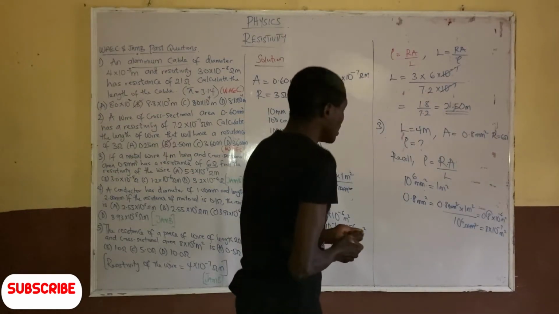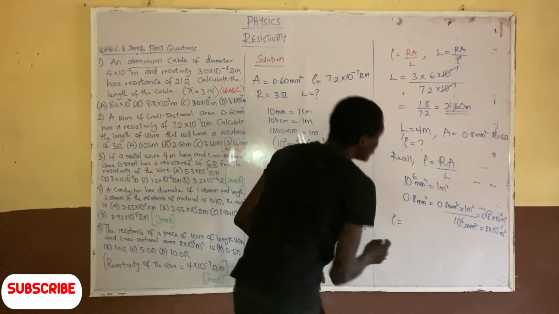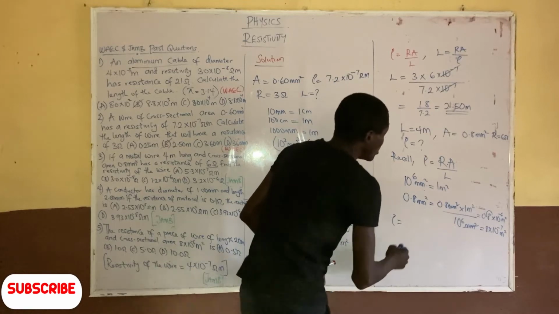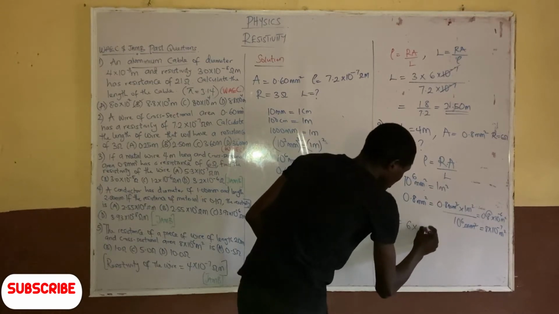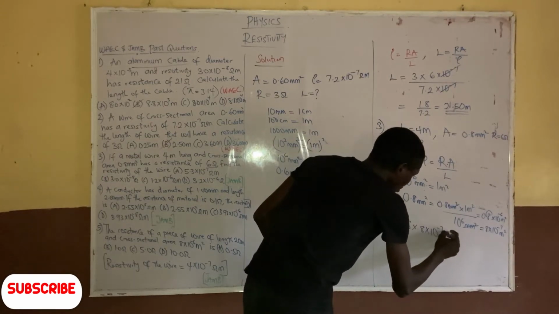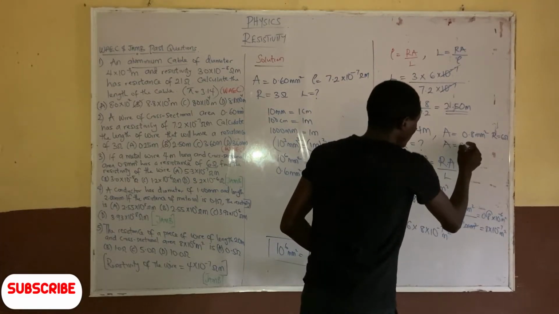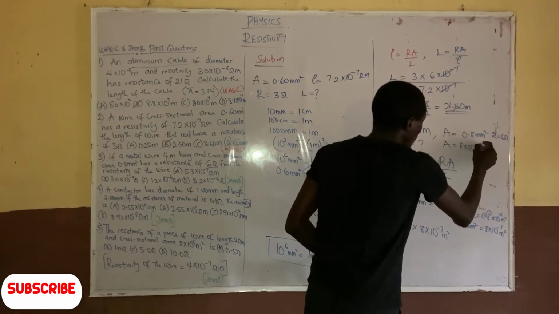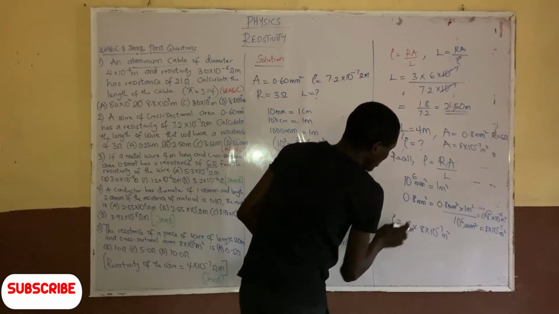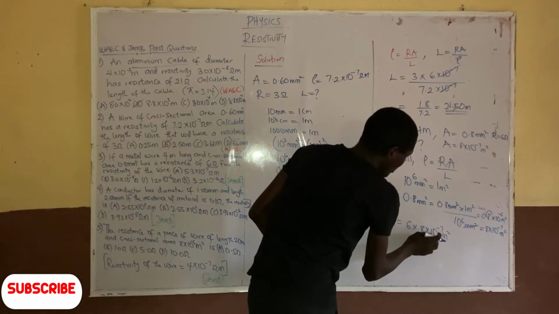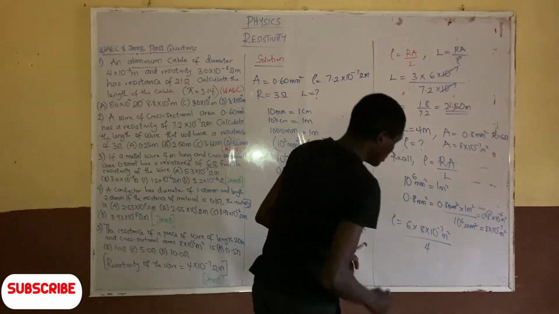So this is the area in meter square. Now substituting the value inside the formula, we have the resistance, 6 ohm, multiplied by the area, 8 times 10 raised to power minus 7 meter square. Note that this is the area in meter square, all over the length. The length is 4 meter.